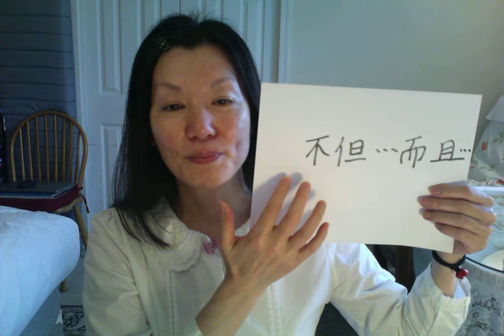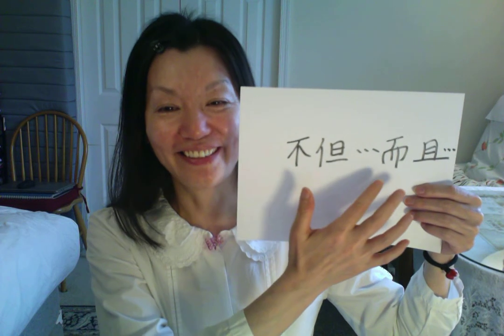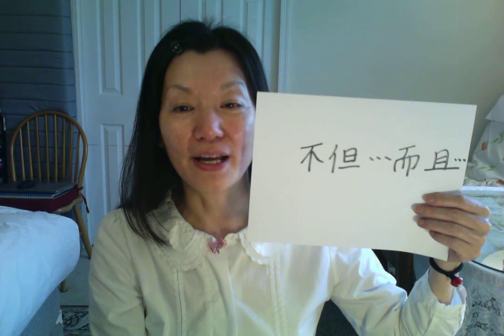Not only, but also. Not only, but also, in Chinese, we say what? 不但而且. Not only, but also, 不但而且. Okay, now we see that sometimes the weather looks like warm. It is warm. And now how can I see that?